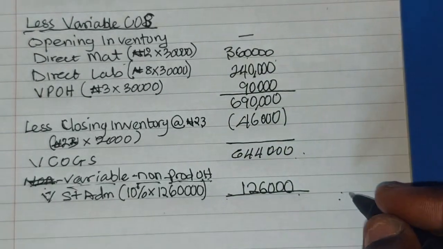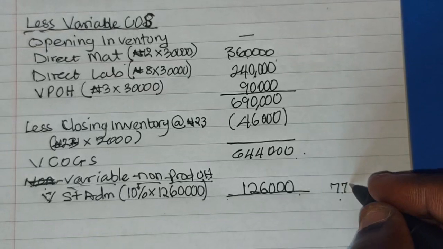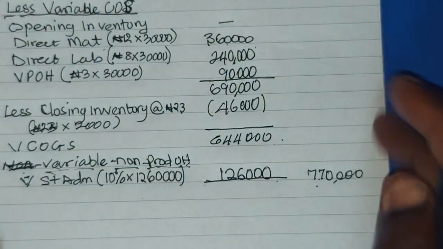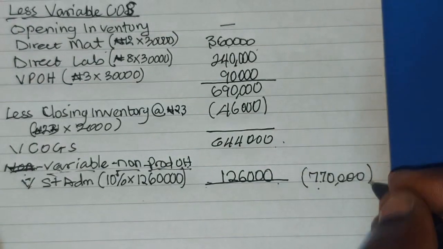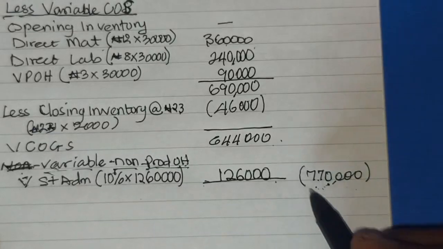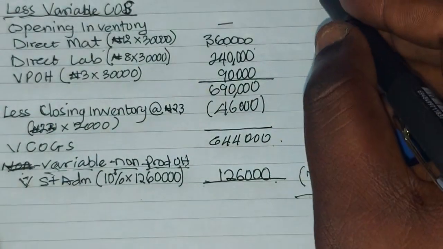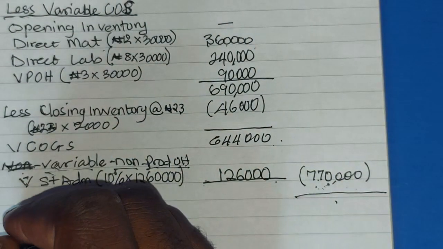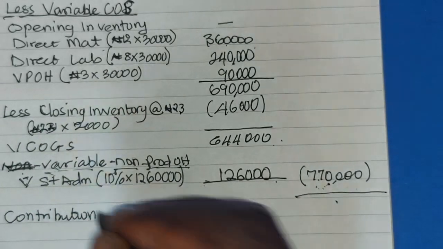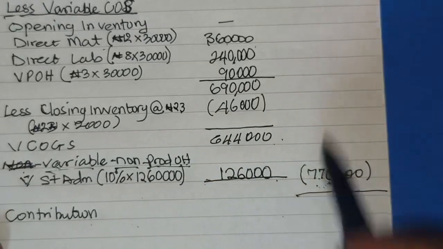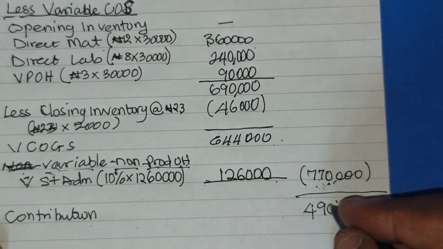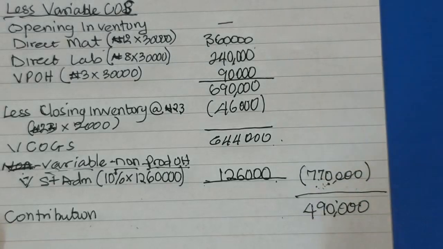So when you add, you are going to have 770,000. So this is your variable cost of sales. When you subtract variable cost from the selling price, it's going to give you contribution. Don't forget, contribution towards fixed cost. So when you subtract this, what do you have? We have 490,000.